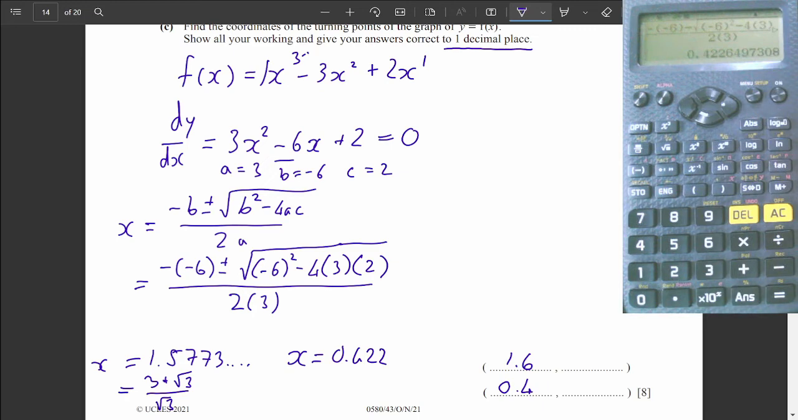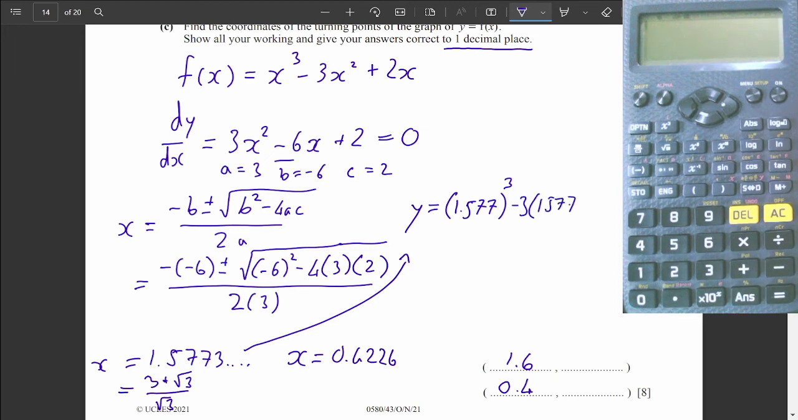Okay, now of course we need the y value. To do that, we need to substitute back into the original equation. So we need to put these values into our original equation there to get the right answer. Try to be as accurate as possible, so don't round it too much. 4 significant figures is always good. The first one here, we need to go to y equals 1.577 cubed minus 3 times 1.577 squared minus 2 times 1.577.